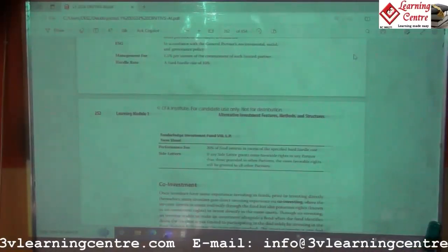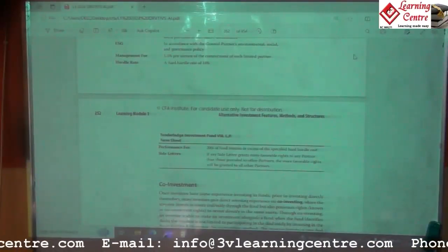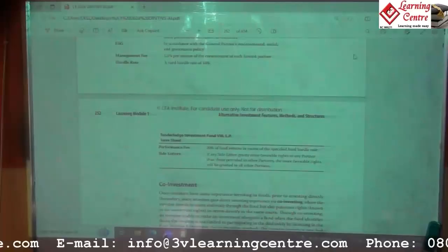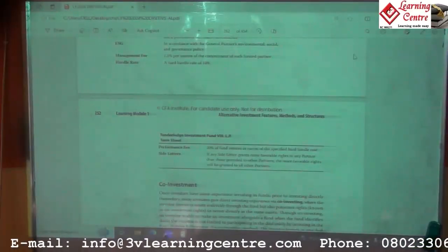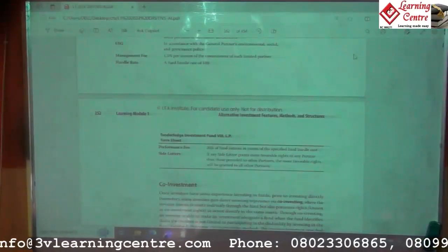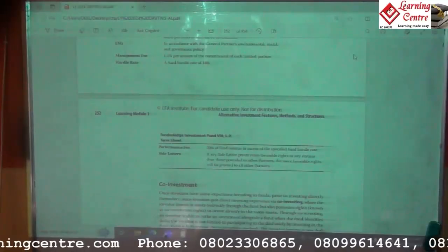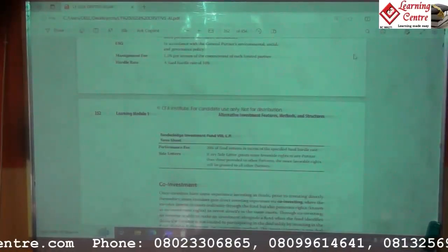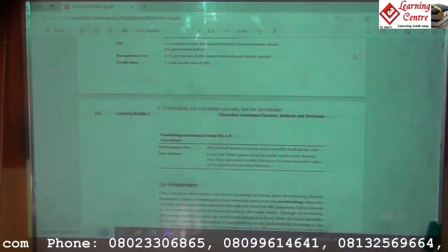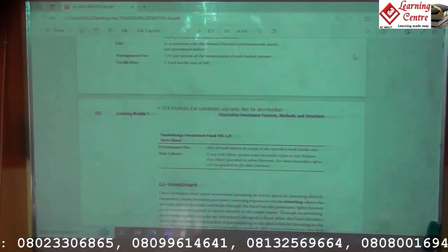Soft hurdle rate. So with the soft hurdle rate, the general partner earns a fee on the entire gross returns, as long as you exceed the capital. As long as you exceed the capital.